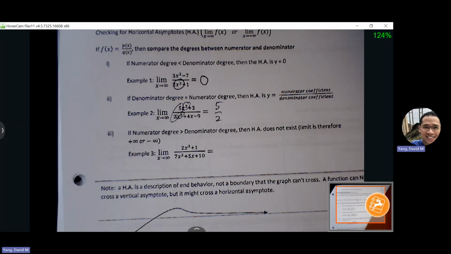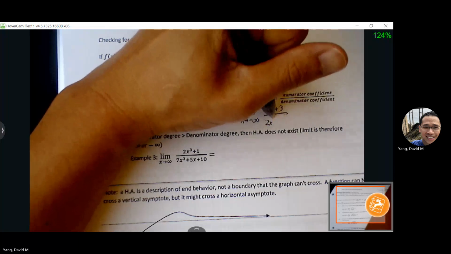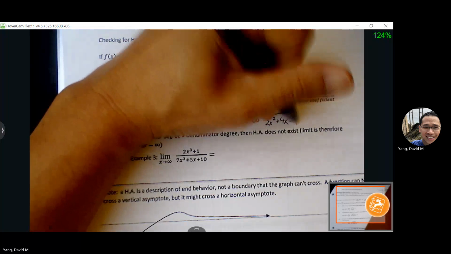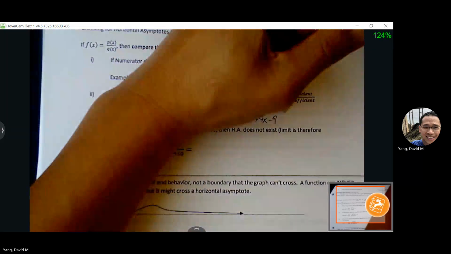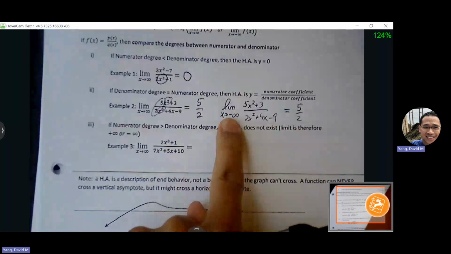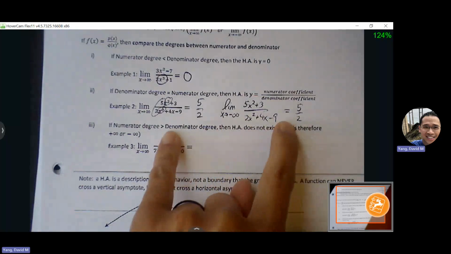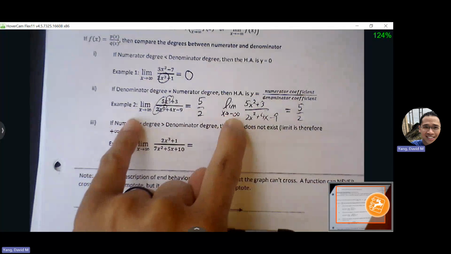I do want to point something out here that I see some students mess up with. What if I did this? Limit as x approaches negative infinity of the same expression. Is that going to change anything? My ratio is still what? 5/2. That negative is not going to change my horizontal asymptote. It's still going to remain 5/2. It doesn't matter if I'm going left or right.